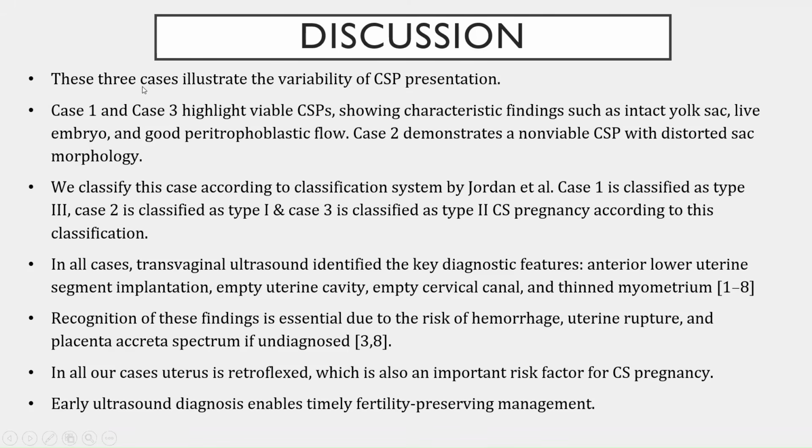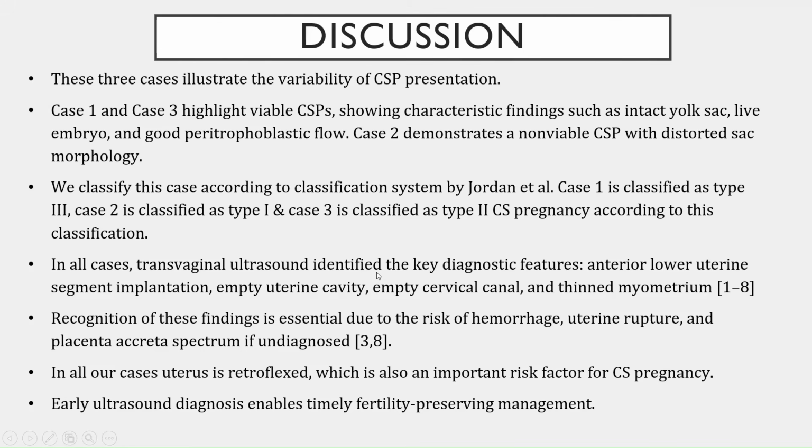So these 3 cases illustrate the variability of CSP presentation. Cases 1 and 3 highlight viable caesarean scar pregnancy. Case 2 demonstrates non-viable CSP. Then according to the Jordan classification, case 1 is type 3, case 2 is type 1, and case 3 is type 2 caesarean scar pregnancy. And in all cases, TVS identified all the key diagnostic features.